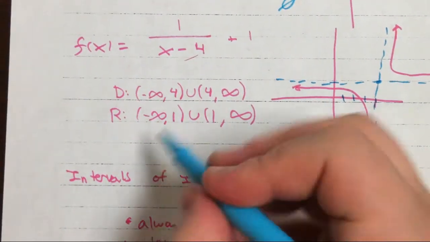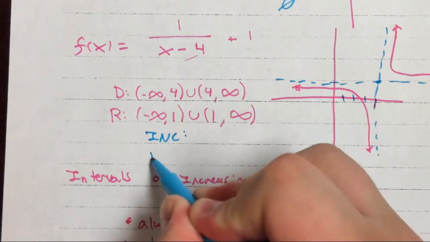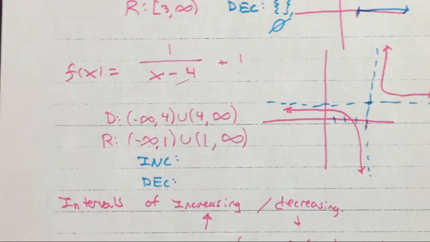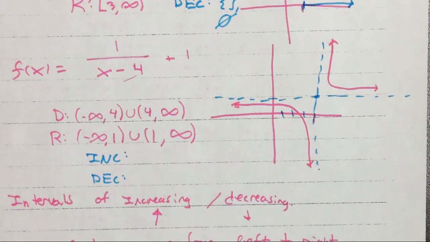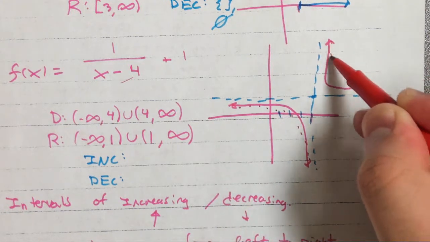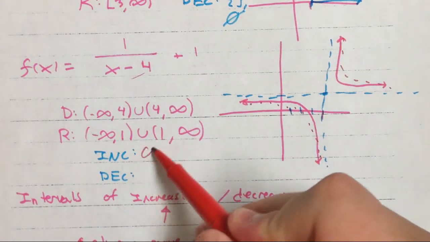Okay, let's look at this hyperbola. Where is that one increasing and decreasing? So let's do increasing first. Where is the function increasing? It does not increase. So as you go from left to right, this part's going down, and then this part's still going down. So it does not increase.